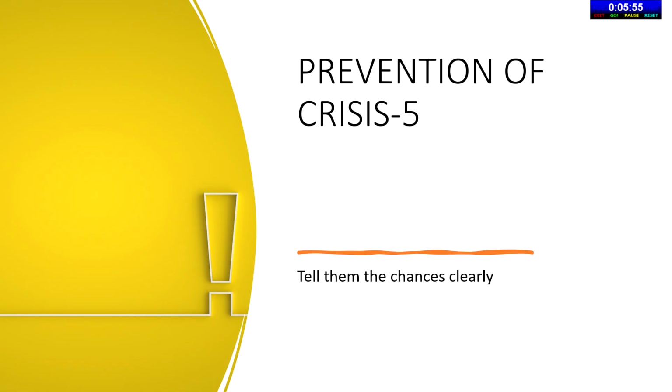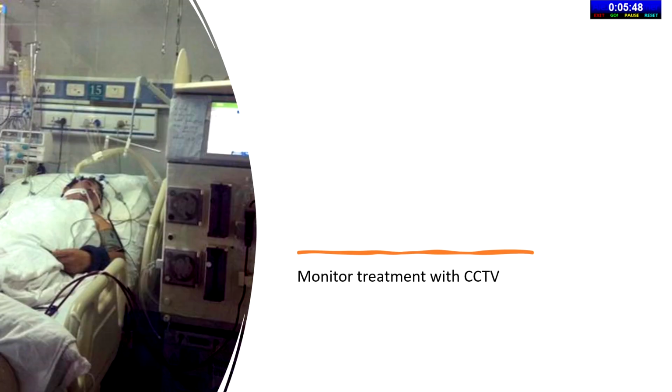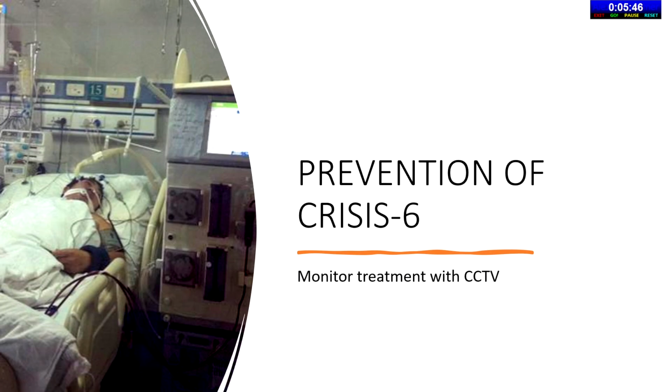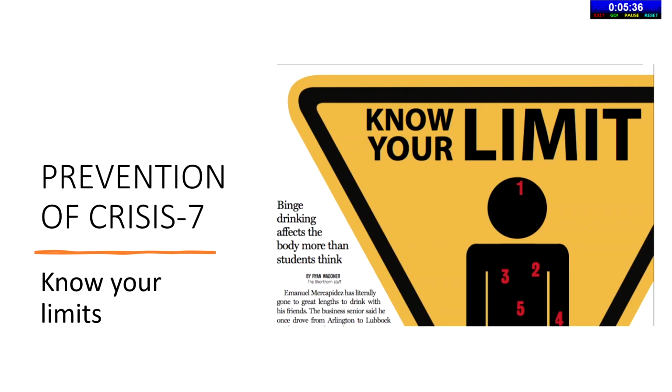The fifth point is tell them the chances clearly. It may be a percentage or it may be a bad outcome. We have to tell them the chances clearly. And the sixth aspect is we need to monitor with CCTV or with people about what's happening, not only in the theater, but also in the outside areas, particularly receptions.